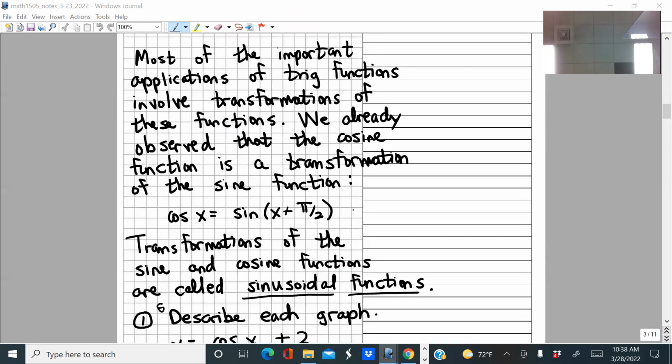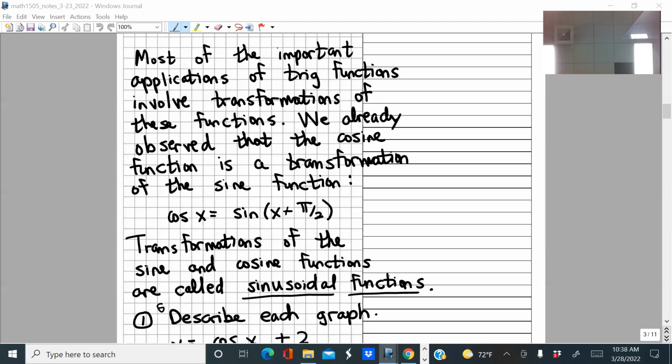Now, in applications of sine and cosine curves, we're not going to be applying just the basic sine and cosine curve. Instead, usually what we're applying in applications are transformations of the sine or the cosine curve. Transformations of sine and cosine are called sinusoidal functions. So anytime you apply a transformation to sine or cosine, you get what's called a sinusoidal function. It's not quite a sine or a cosine curve, but it's close to that.